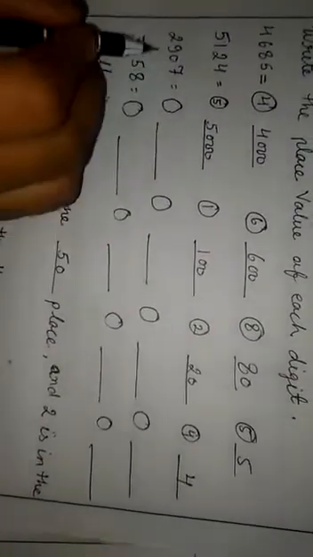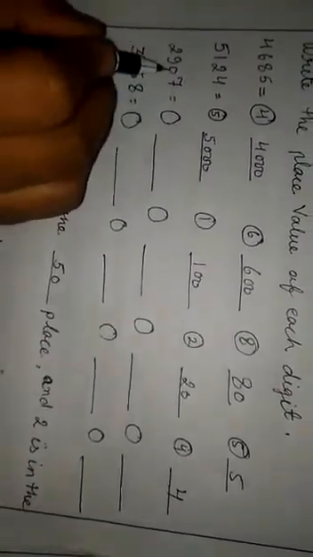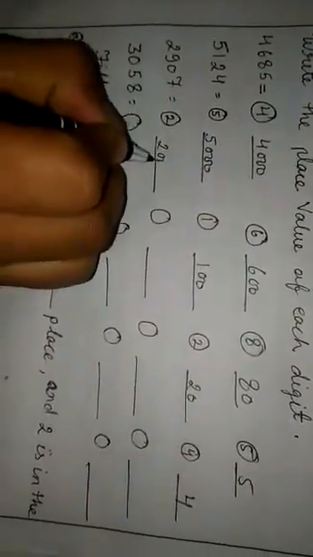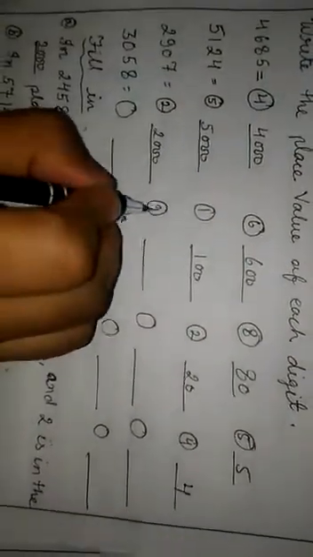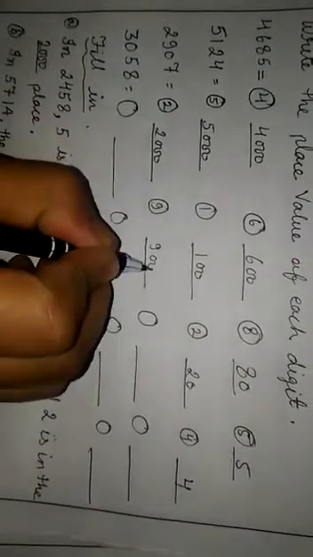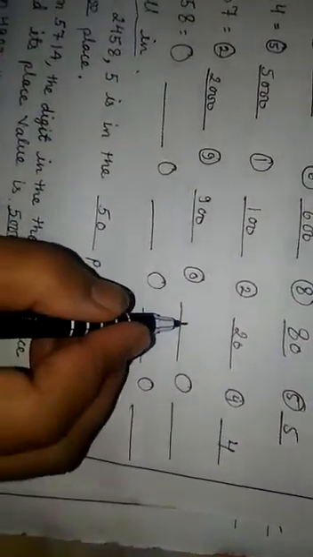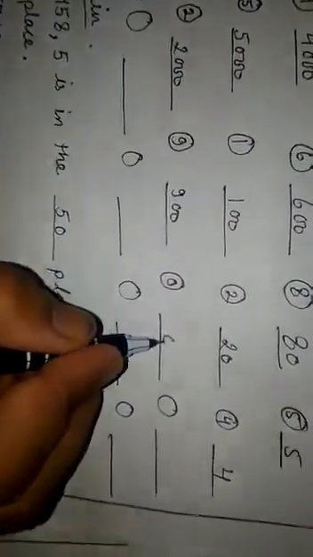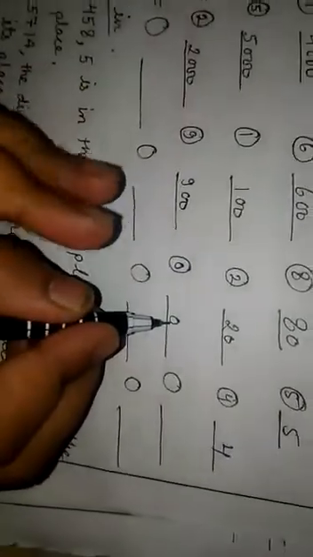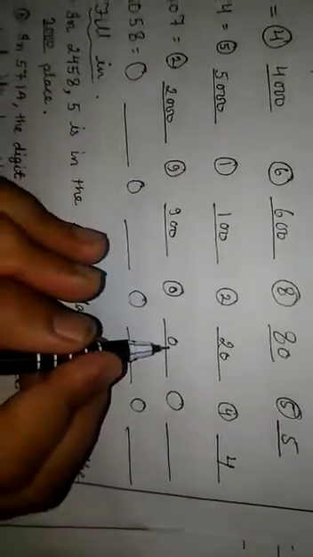Here 2907. You do yourself. 3058. Actually, don't be worried if there is a 0. Now 2 in thousands place, 2000. 9 in hundreds place. So 900. Yes student, 0. 0 in tens place. No need to write the 2 zeros. You write only 1 zero. It's 0, it's a tens place.